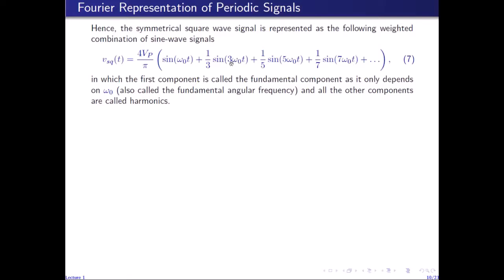So this depends on 3 omega naught, 5 omega naught, 7 omega naught, and so on and so forth. All of these higher order terms are called harmonics. So this is the third order harmonic, fifth order harmonic, this is the seventh order harmonic, and so on.